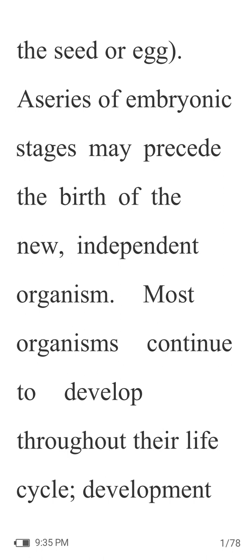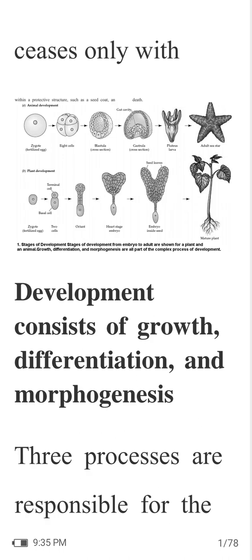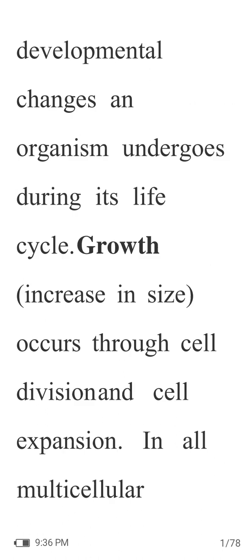Most organisms continue to develop throughout their life cycle. Development ceases only with maturation. So, development consists of growth, differentiation, and morphogenesis. Three processes are responsible for the developmental changes an organism undergoes during its life cycle.